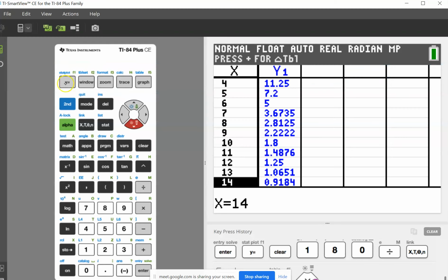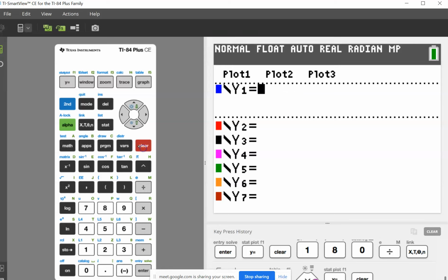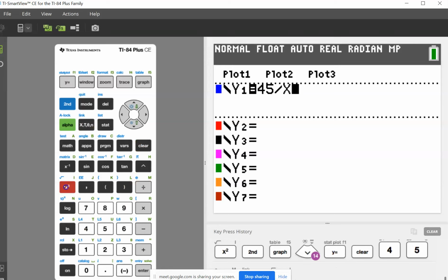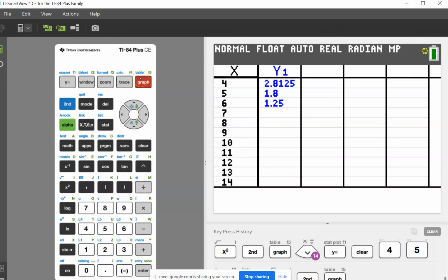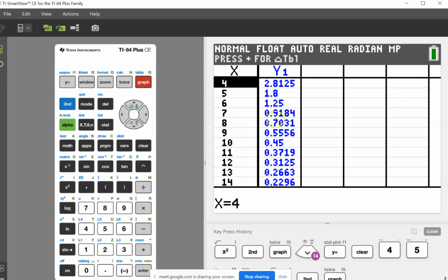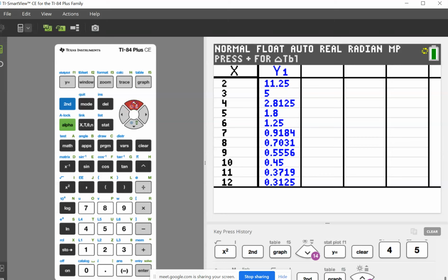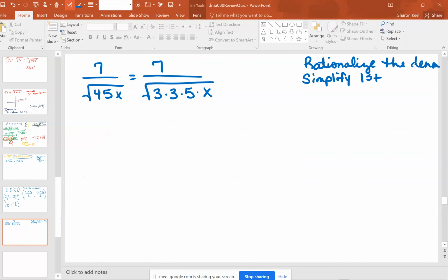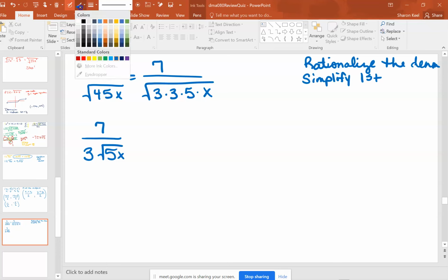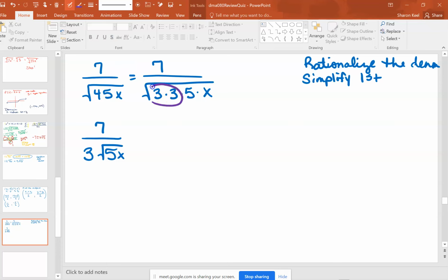So I could go to my calculator here, and I could do 45 divided by x squared. Second table, and a 1 should be in here. I'm going to scroll up for my first pair of whole numbers. My first pair of whole numbers is 3 and 5. So this is going to simplify to 3 square root 5x. Because remember, you need a pair of the same number for the 3 to come out. So that's why the 3 comes out, square root 5, and there's 1x.